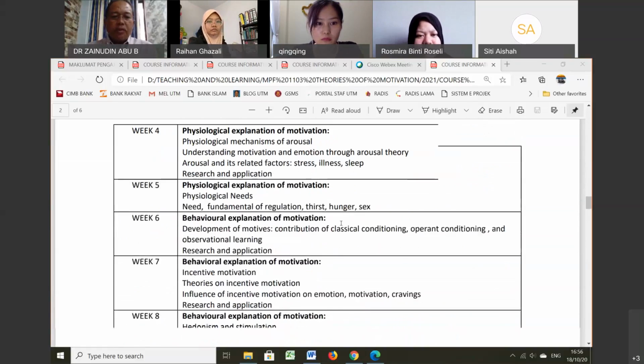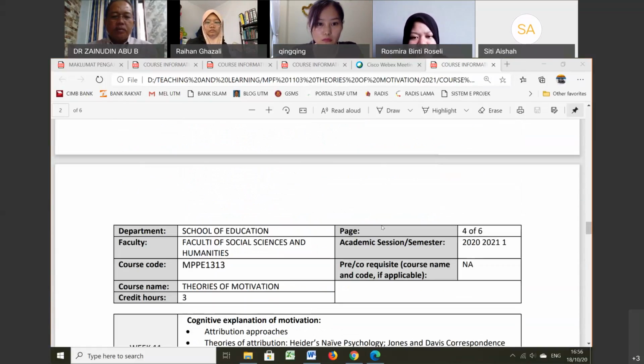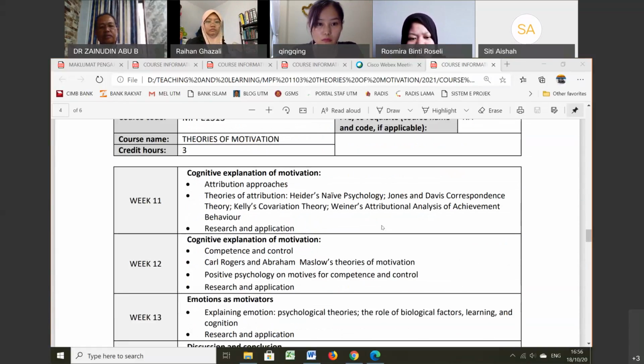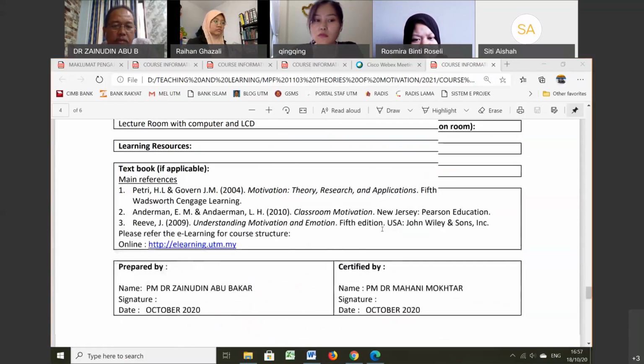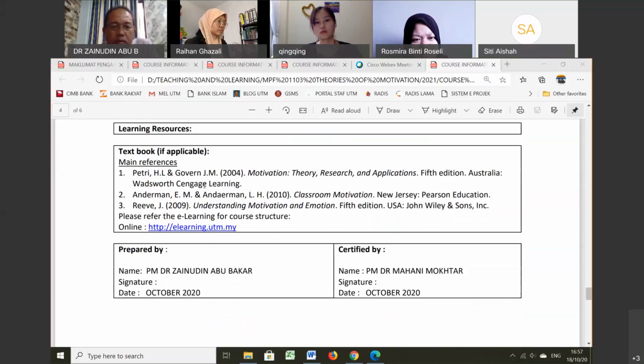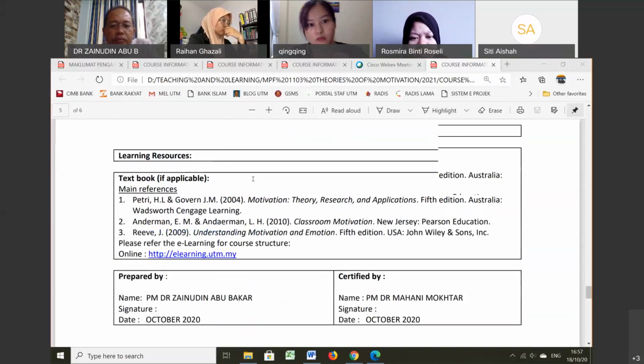All right, you can read through this, and then I'll try to find the reference books. If you can find books, this is the title, some of the titles of the books. Although it's quite old, like Petri and Govern, this is the 2004 edition.